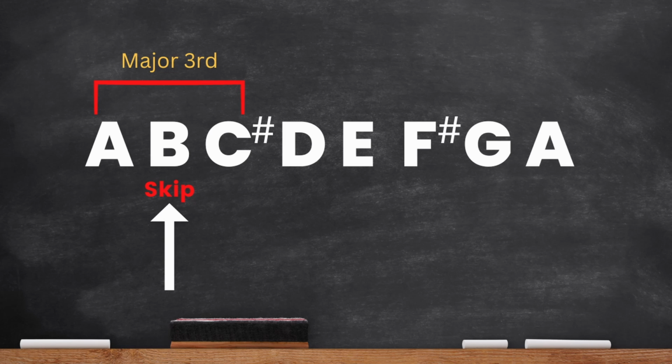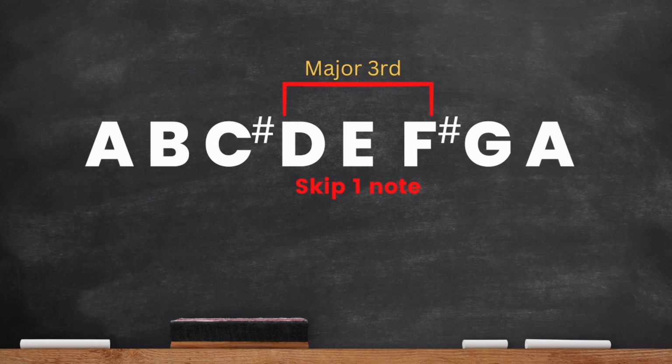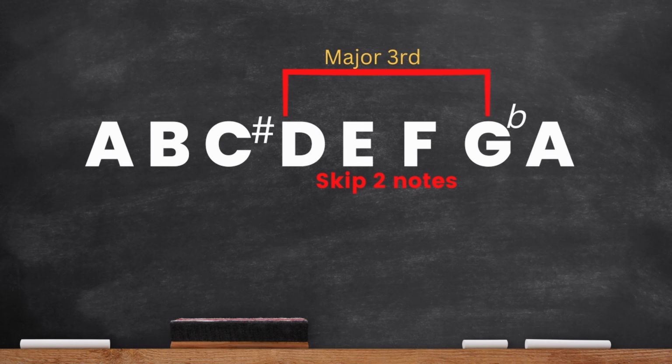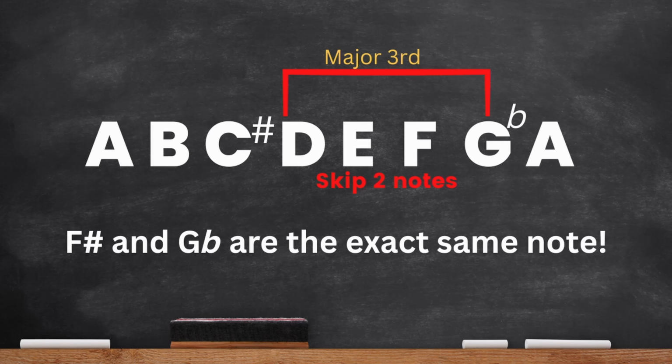See those skips? But sometimes they'll even skip 2 notes because D to F sharp is a major third, but so is D to G flat. Remember those enharmonics? It's the same note, F sharp and G flat, same note. So sometimes in the music alphabet they can skip more than 1 note.